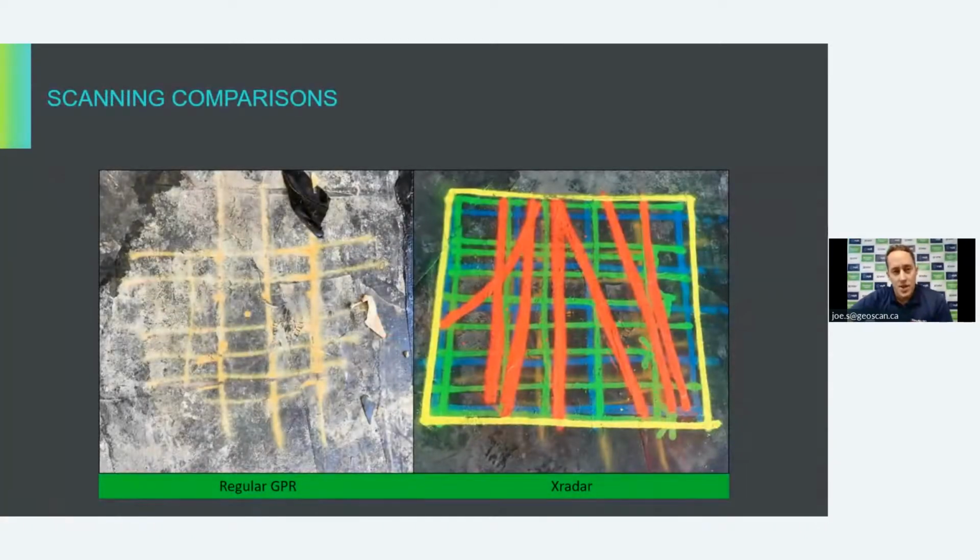And again, just to show that training matters, this is a concrete scanning example of a poorly trained operator turning up to site and doing the scan on the left-hand side. And obviously, it doesn't look like much. And then on the right-hand side, you get a competent and well-trained technician scanning the concrete and finding both mats of steel, the blue representing the bottom bars and the green representing the top, and then the red representing those electrical cables embedded in the concrete.